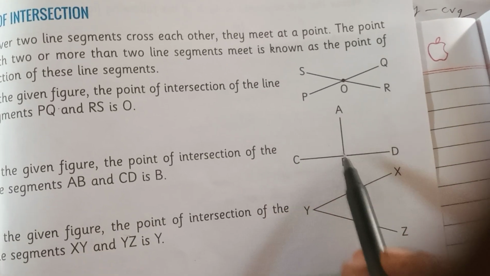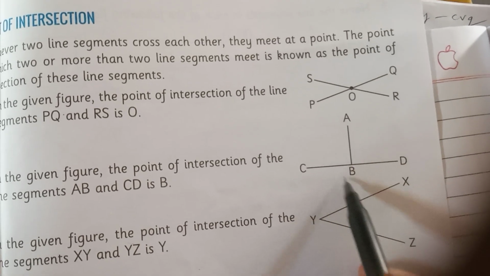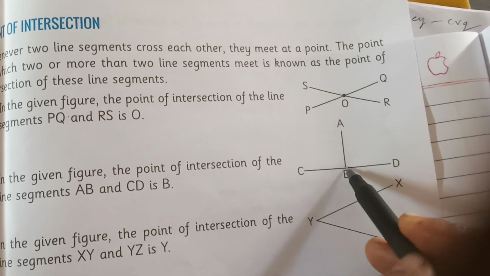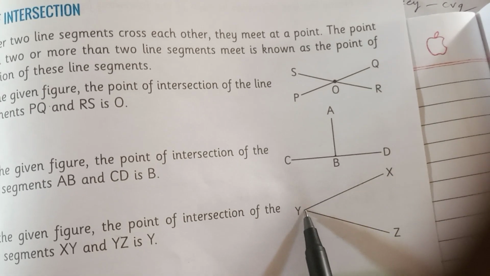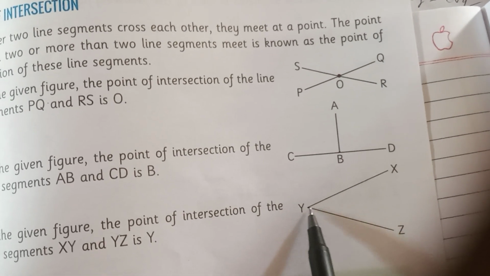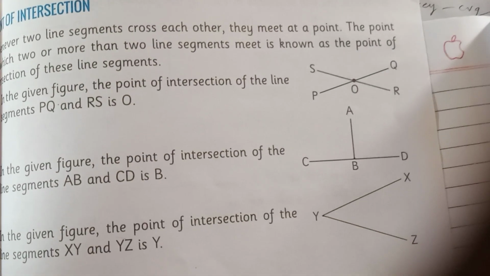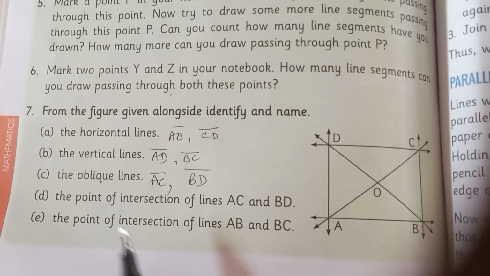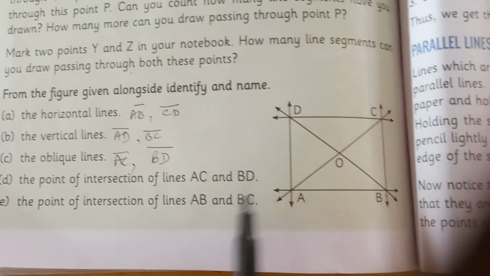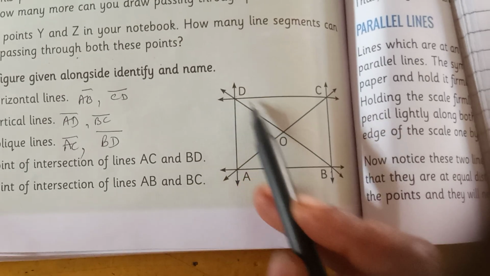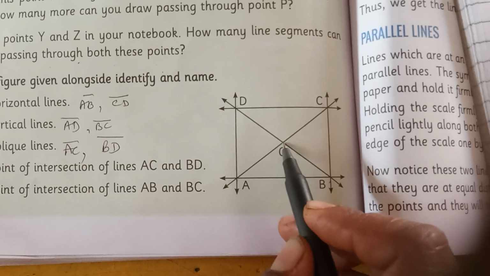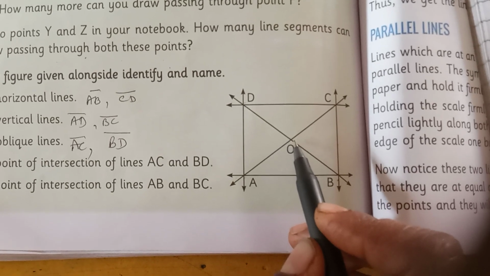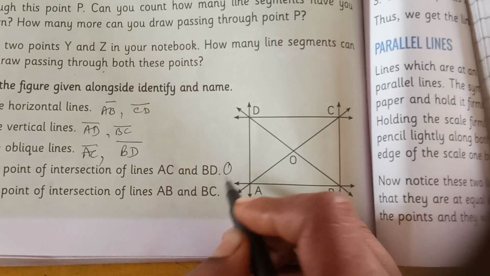Here the line segment is AB and this line segment CD. So here the point of intersection is B, because they are crossing at this point B. Here the line segment XY, line segment YZ. These two lines are meeting at point Y. So here the point of intersection is Y. Similarly, you have to do that in the question also. So children, the point of intersection of lines AC and BD. Here it is your AC and here it is your BD. These two lines are crossing at this point O. So the point of intersection of lines AC and BD is point O.